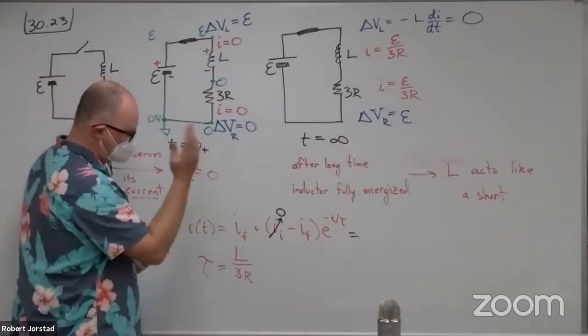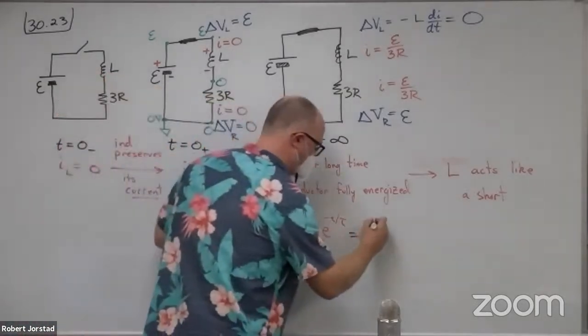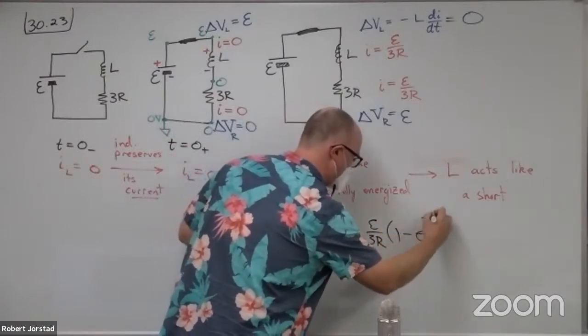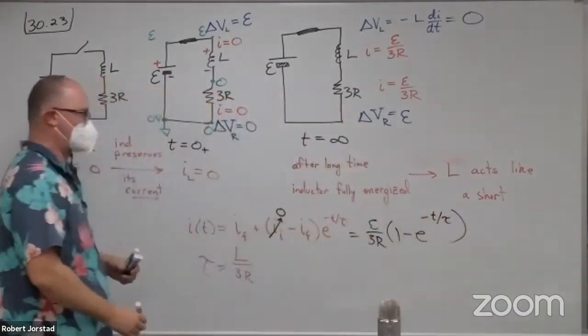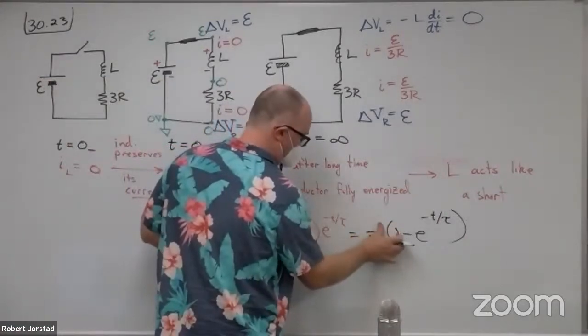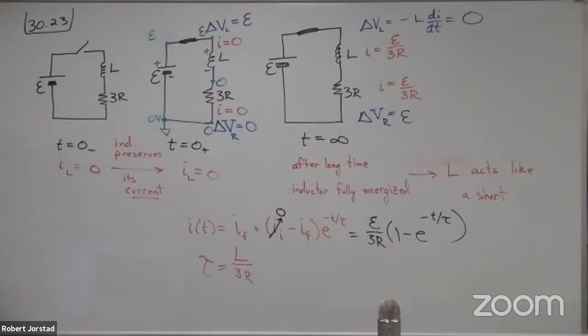All right, whatever. What's I final? Isn't that E over 3R? Let's get this problem over with. There we go. Oops, that E looks terrible. There we go. What do you think? Now that I tell you this, do you feel like you can do it?